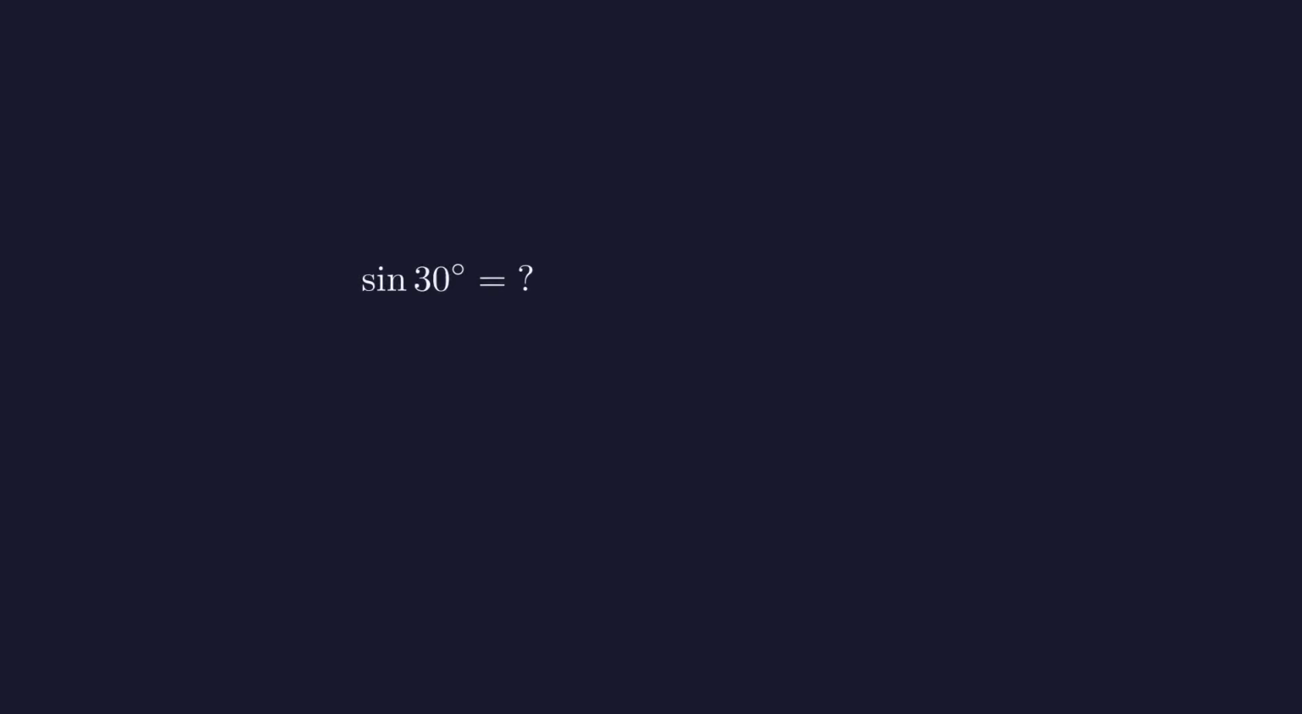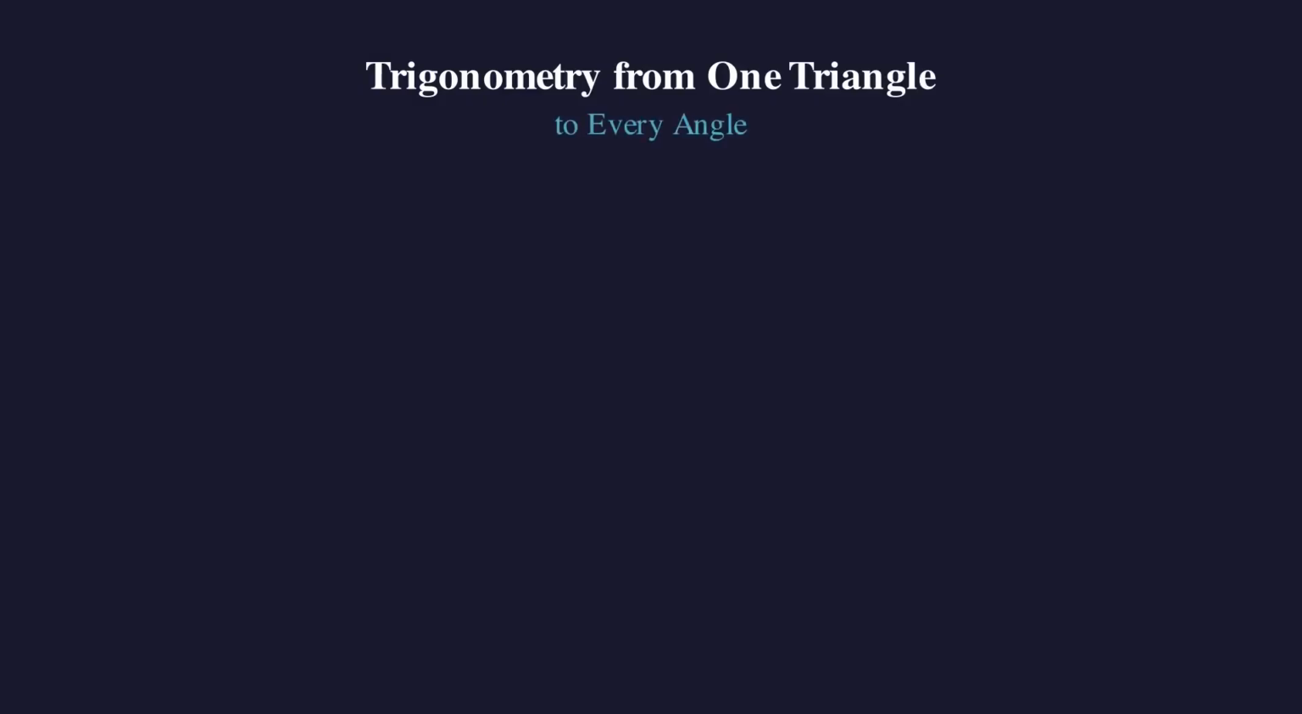What if I told you that the sine of 30 degrees and the cosine of 60 degrees are the exact same number? Not a coincidence, it's a pattern. And once you see it, you'll never look at trig the same way again. Today we're going from zero to dangerous in trigonometry.